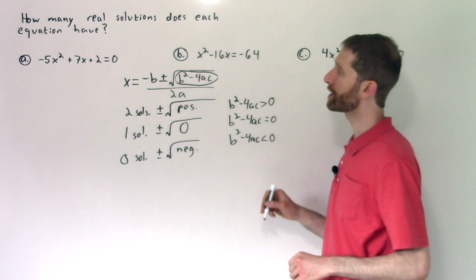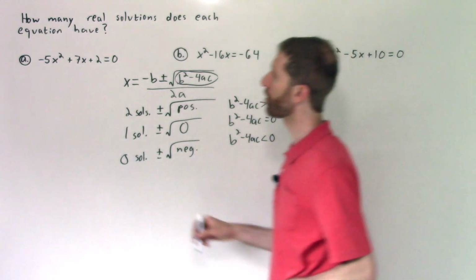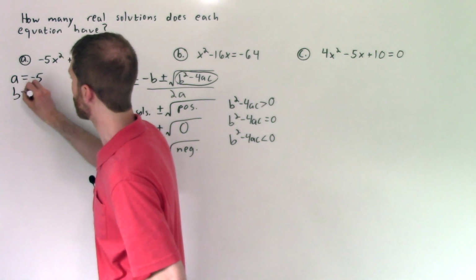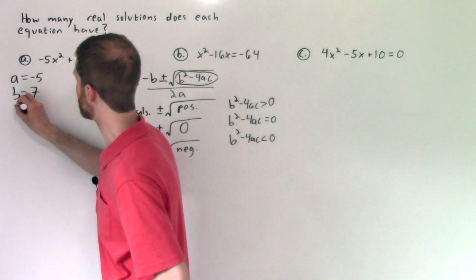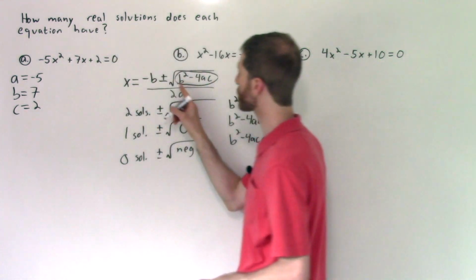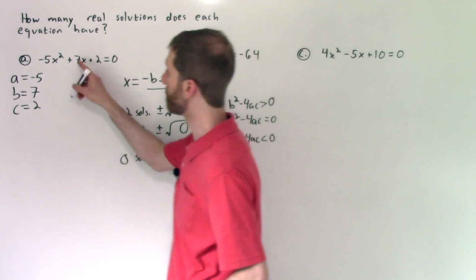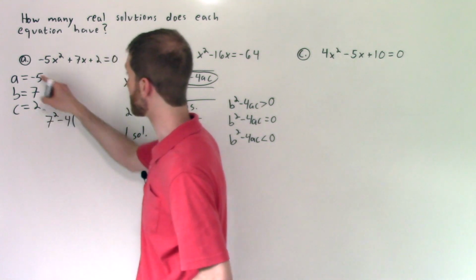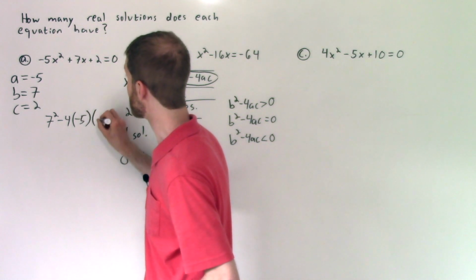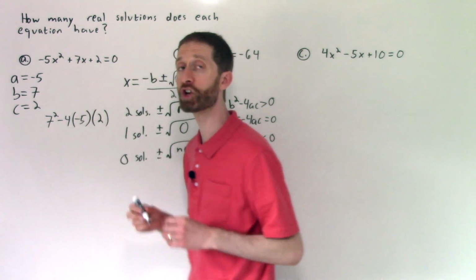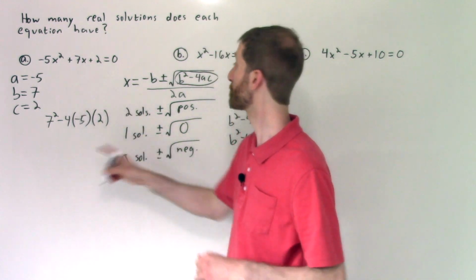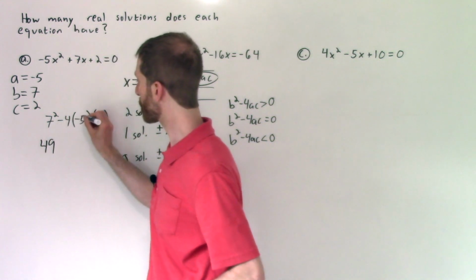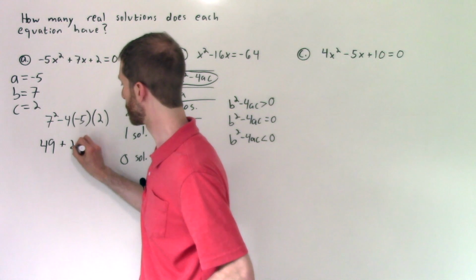Okay, so all we're doing here is we're using this part. A is negative 5, just like we do for the quadratic formula. B is 7, and C is 2. So we're just going to use the b squared minus 4ac part. B squared is 7 squared, minus 4 times A, which is negative 5, times C, which is positive 2. Now you don't need to know what the final answer is, you just need to know if this value is positive, negative, or 0. So we get 49, minus 4 times minus 5 is positive 20, times 2.